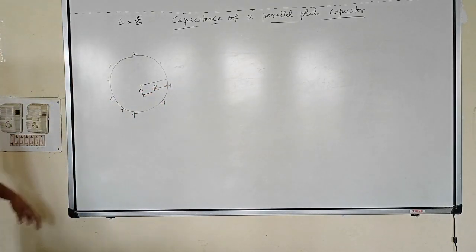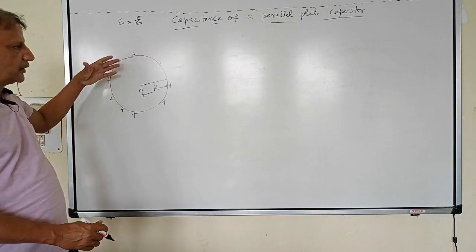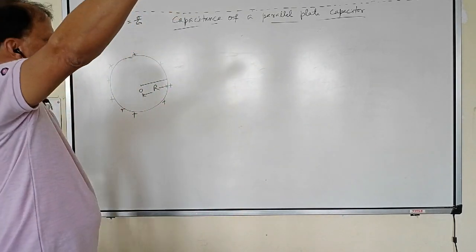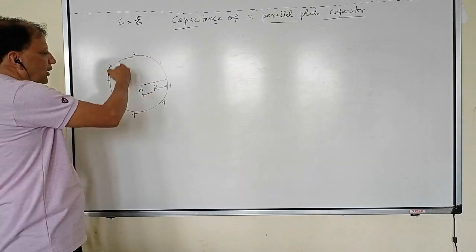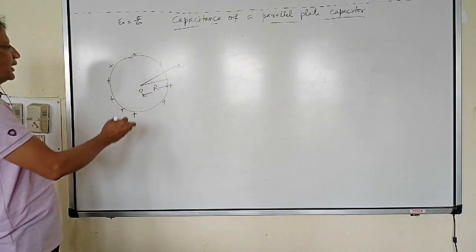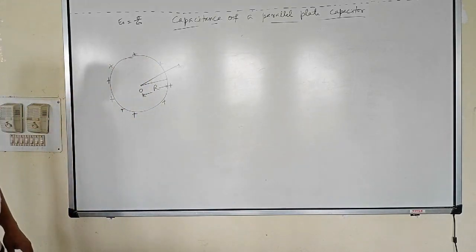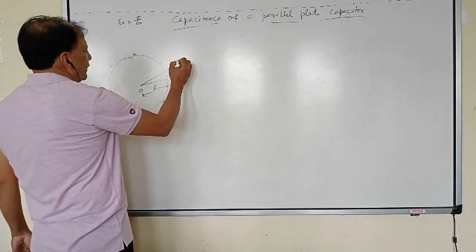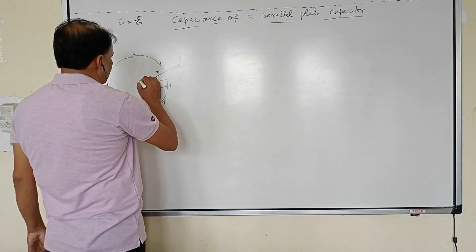There is only one plate, so we can assume that the other plate is at infinity. The negatively charged plate is at infinity. So here we have to calculate the capacitance of a spherical capacitor which has only one plate, that is positively charged, and the other one is at infinity, negative. Now let us suppose this point is P, at any distance r from here.